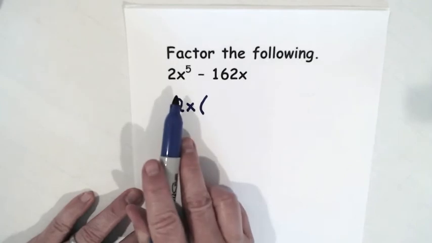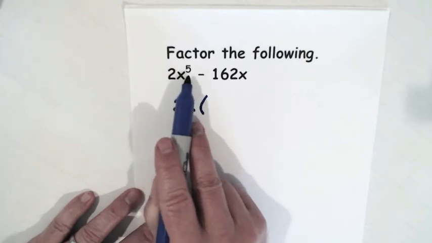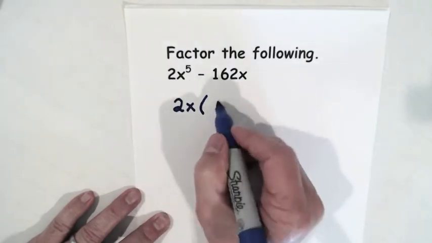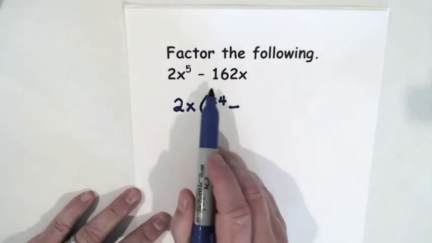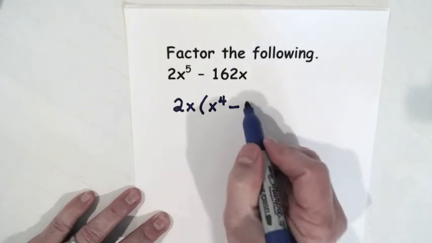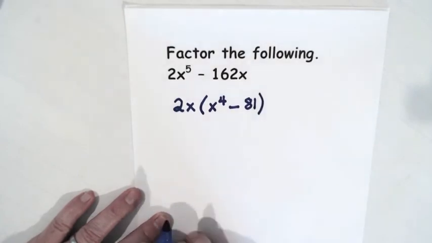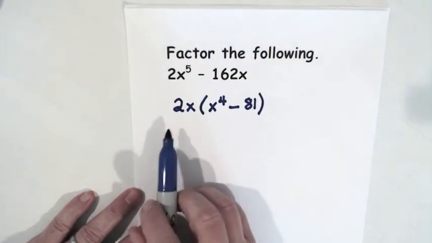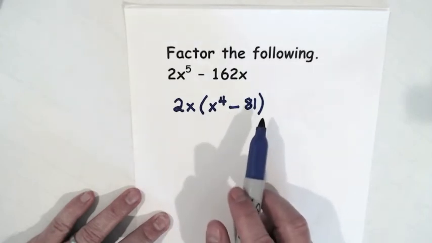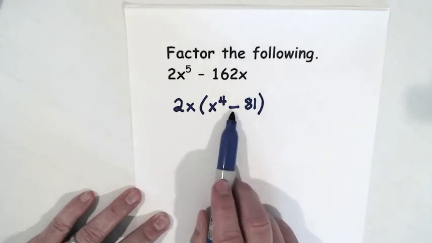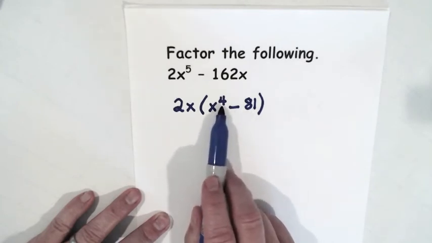How do I get what goes inside the parentheses? I divide each one of these terms by this greatest common factor. 2x to the 5th power divided by 2x. I have x to the 4th power left over. Minus 162 divided by 2, 81, and x divided by x means there's no x's left over. Now that I've factored the greatest common factor, I have a binomial inside here. Well, I need to see if it's one of the binomials I can factor. It's got to have a minus sign, which it does. I can take the square root of 81, and this is an even exponent.